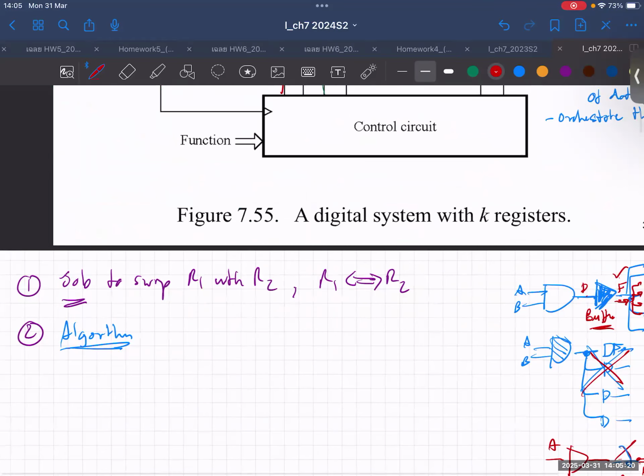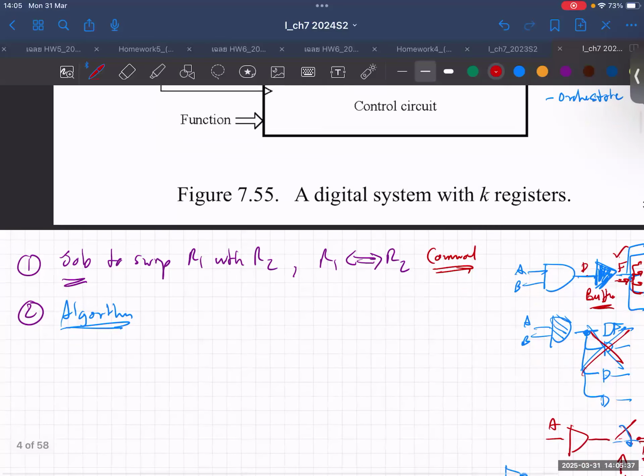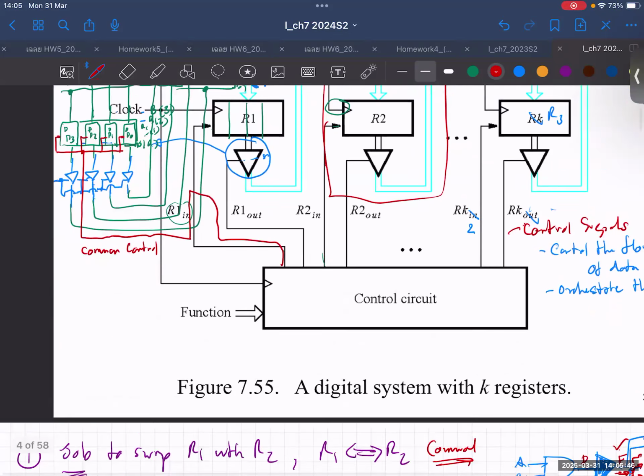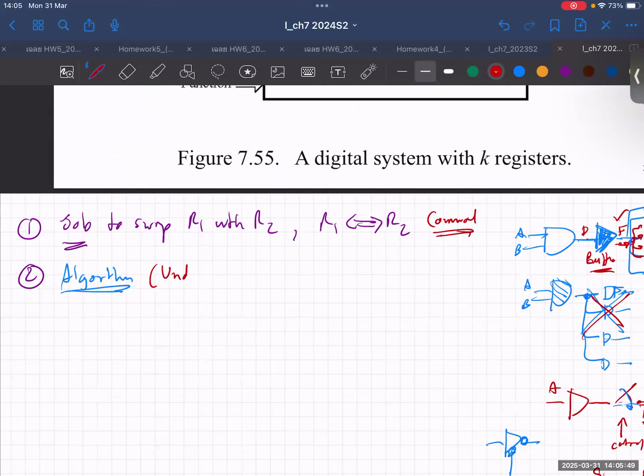The first one, of course, the first level is the job. Let's say that I want to swap R1 and R2, or you can say that sometimes we just call this command, right? Command that you want to do. Then you have to figure out for each command of each job what the algorithm is. If you want to swap R1 and R2, can you swap it directly under this hardware? What does it mean under this hardware? Of course, if the structure of the system is different, then the algorithm that you use will be different too.